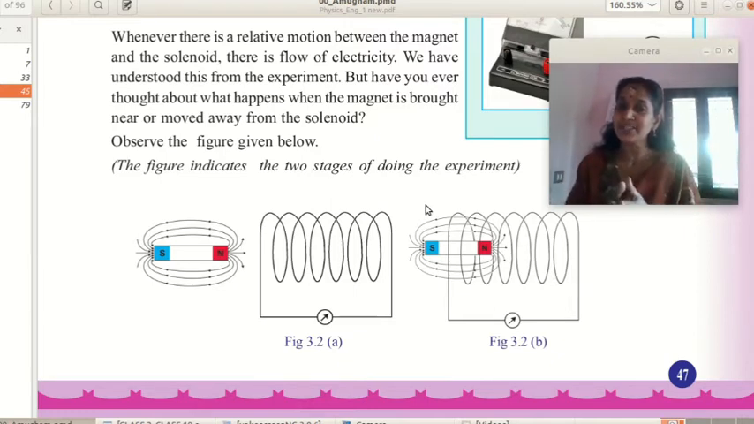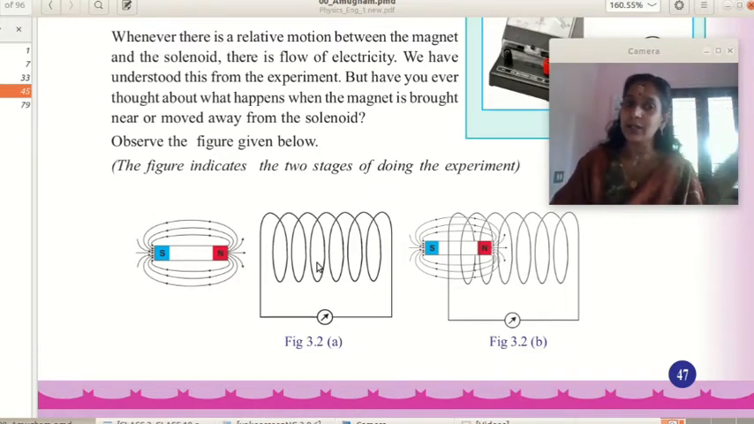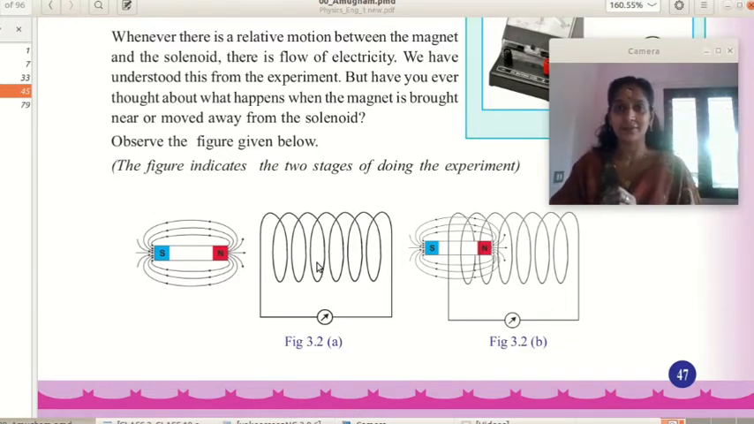If both are away from each other, then what happens? If they approach each other, deflection increases. If they are away from each other, deflection reduces. So, if the magnet is away from the solenoid, the galvanometer shows less deflection. If the magnet is near the solenoid or in the solenoid, when the magnet is moving there is deflection, but if it is stationary, there will not be any deflection.